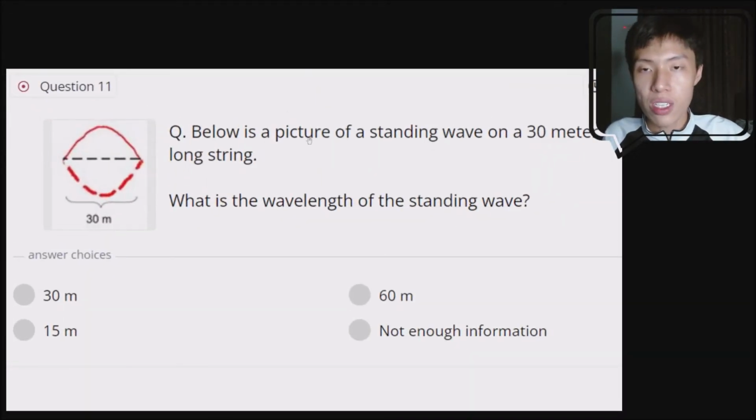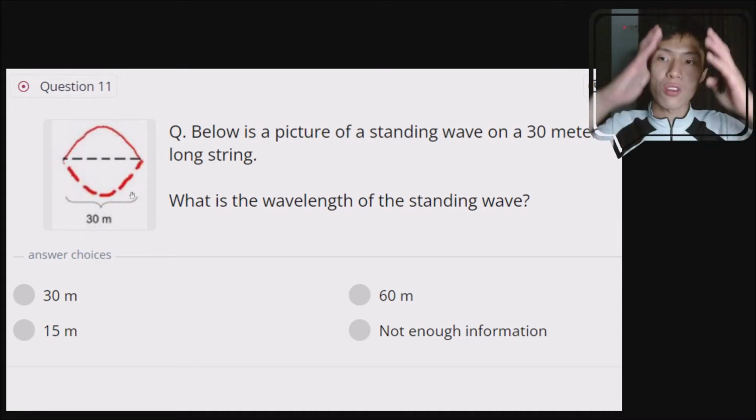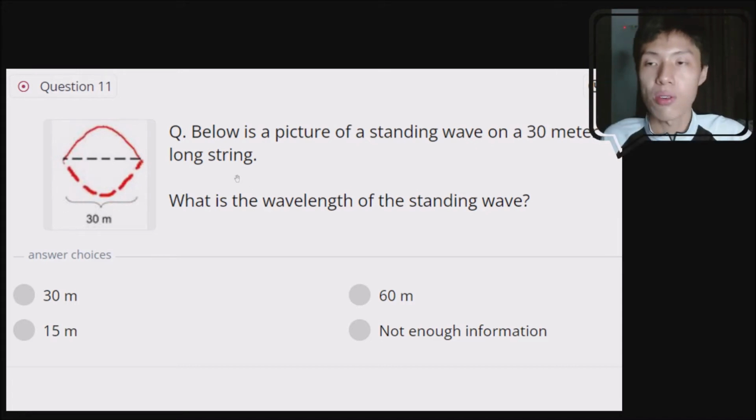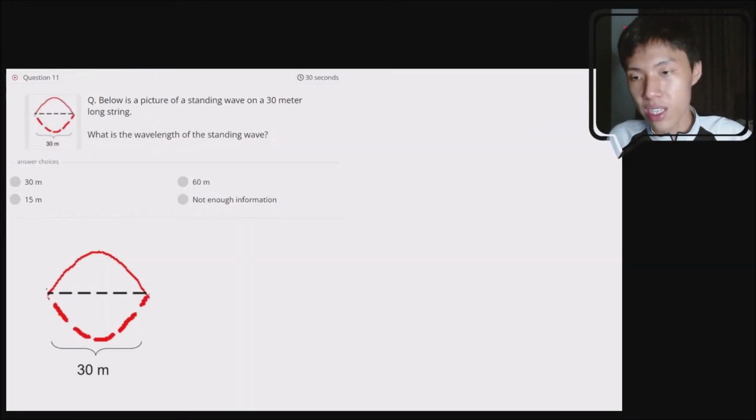So below is a picture of a standing wave on a 30-meter long string. This string has a length of 30 meters and it produces a standing wave. As you can see here, this is the fundamental tone, the first harmonic. So what is the wavelength of this standing wave? Well, you know that this is the length of the string. The length of the string is 30 meters, sorry.